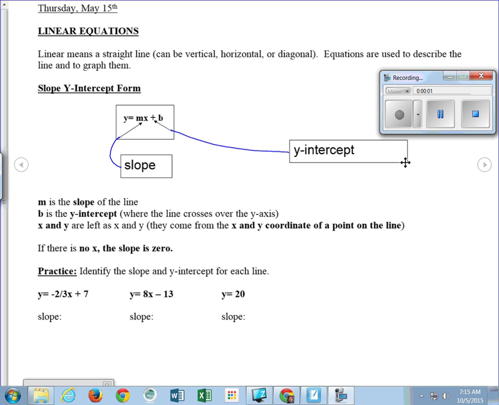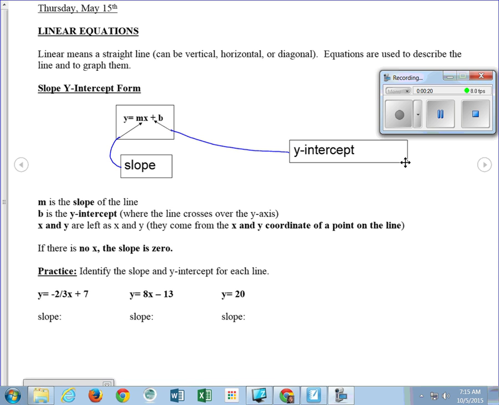Okay, starting 4-2 linear equations. We're going to be looking at slope y-intercept form. A linear equation means a straight line. It can be vertical, horizontal, or diagonal. So that means it can be up and down or diagonal. Equations are used to describe a line and to graph them.